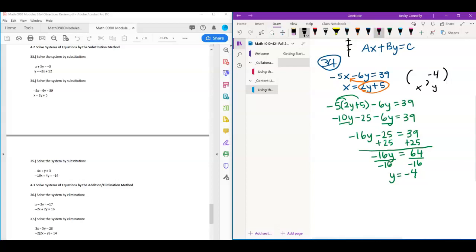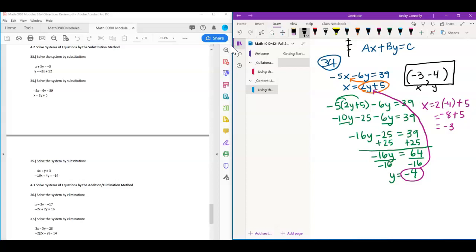And so I can take my answer that I got, right, that y equals -4, and I can put it back into either equation, but I'm going to choose to put it here because it looks like it's going to be easier for me to figure out what x is. So that would be x equals 2 times -4 plus 5. So that gives me -8 plus 5, which is -3. So the point in which these two lines are crossing each other is at -3, -4.